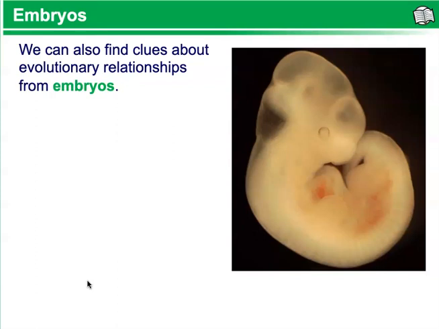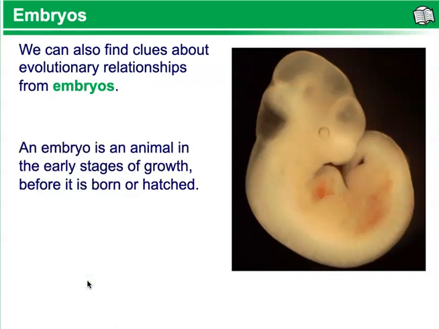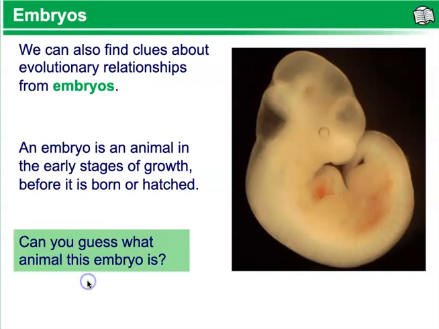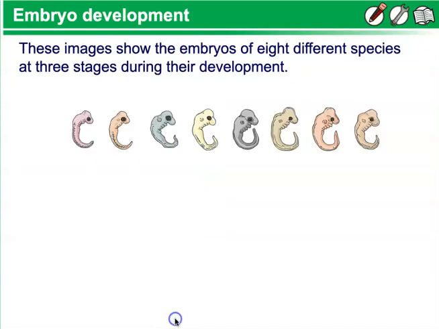Embryos. We can also find clues about evolutionary relationships from embryos. This picture is of an 11-day-old mouse. An embryo is an animal in the early stages of growth, before it is born or hatched. These images show the embryos of 8 different species at 3 stages during their development.